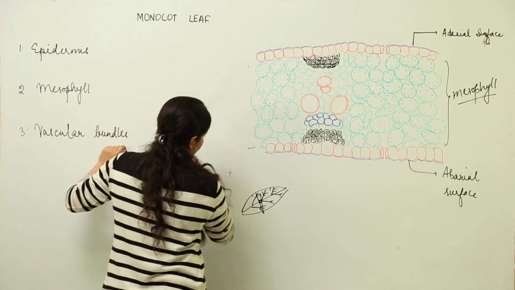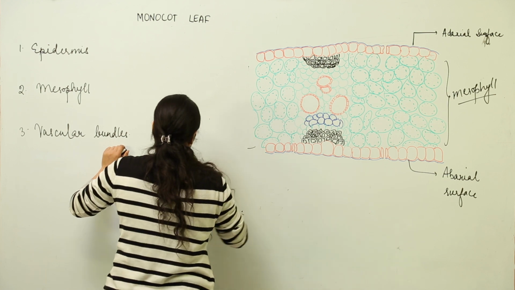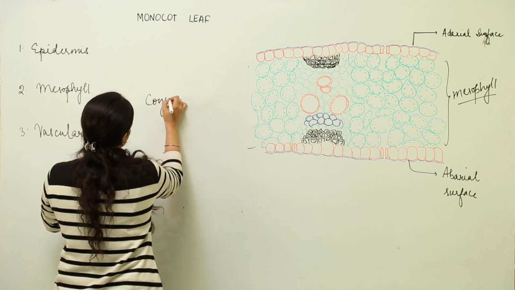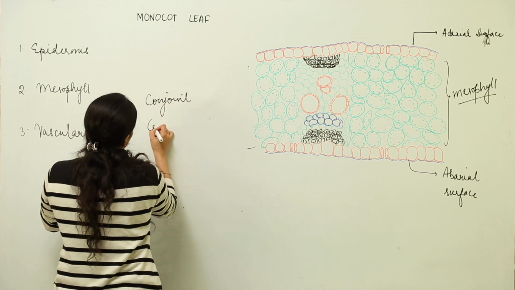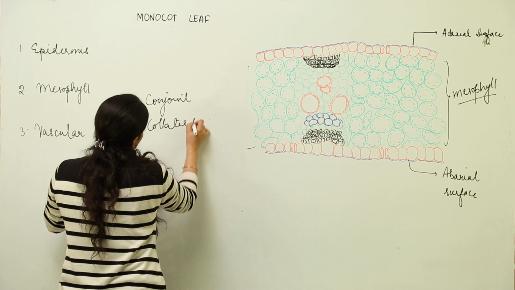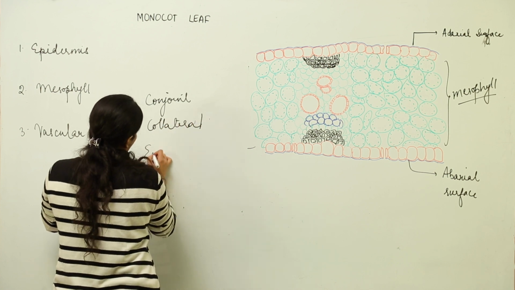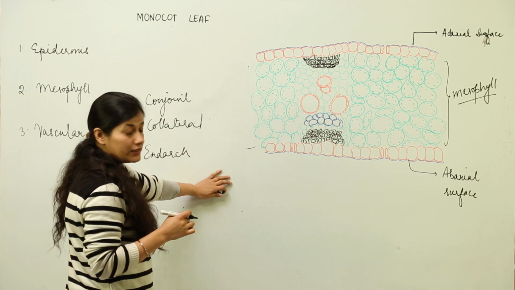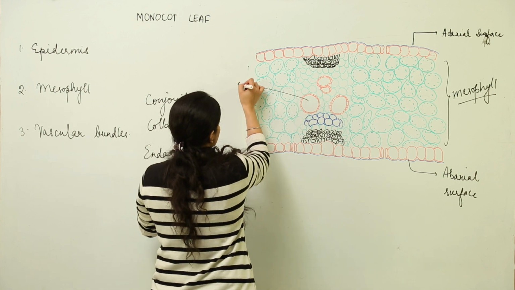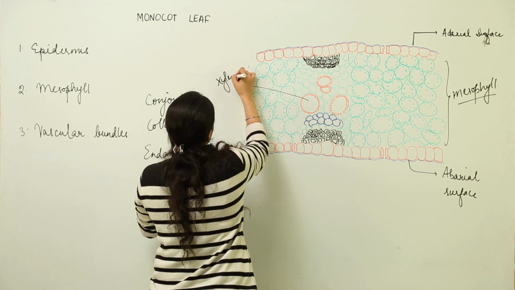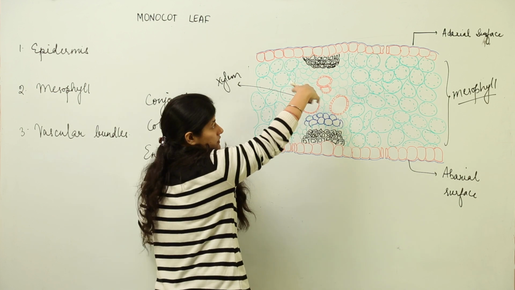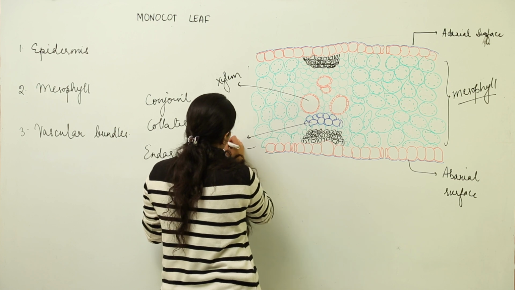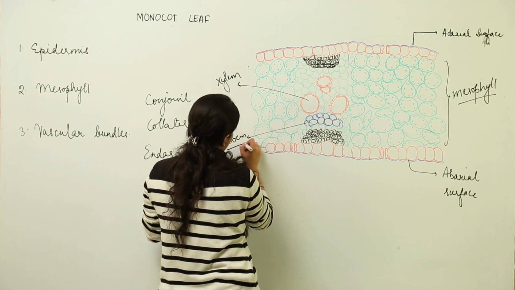Okay, now coming to the vascular bundles, what we have next to understand is that the vascular bundles would be conjoint, collateral and endarch. I'm not going to repeat what it means because we are quite aware by now what these three terms mean. As you can see, this part is xylem. The xylem lies towards the adaxial surface, that is the upper surface, and the phloem lies towards the abaxial surface. So this is one point.